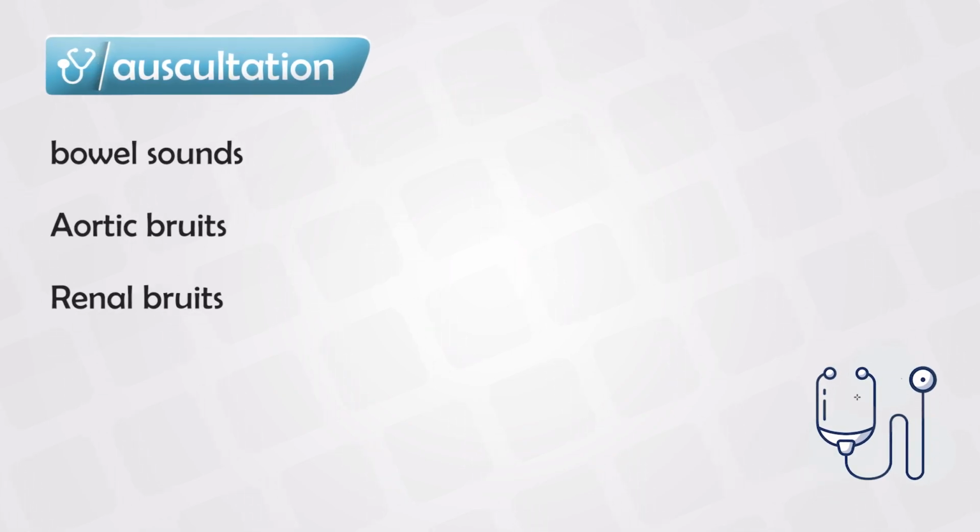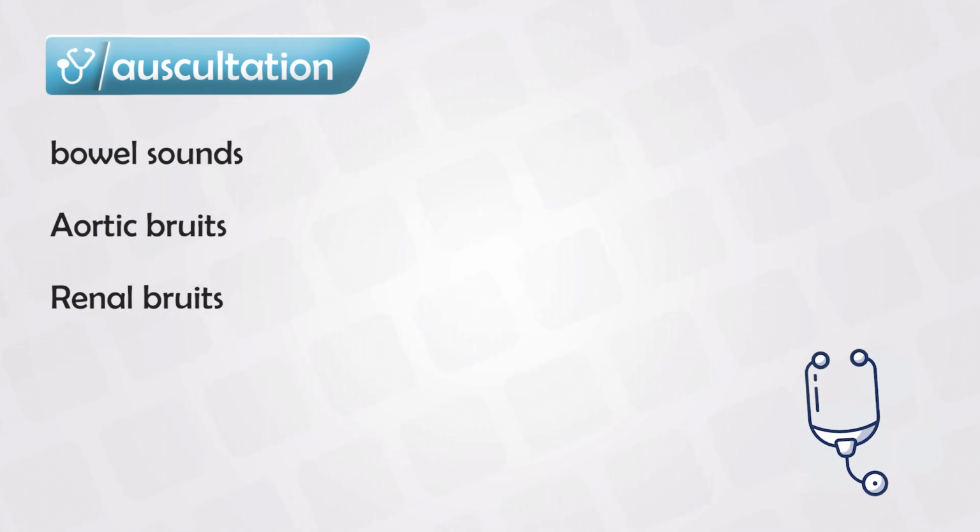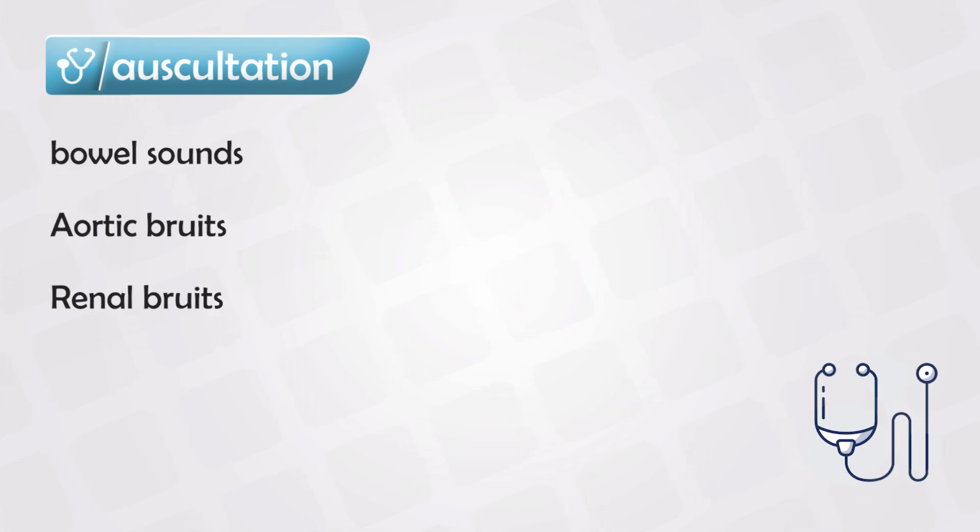Finally, we'll do the auscultation of the abdomen. Basically look for the bowel sounds to see if they are increased or exaggerated, and this can be a sign of bowel obstruction. Look for the aortic bruit and the renal bruit, which is basically high-pitched sounds that occur in the paraumbilical area, or just left or right to the umbilicus.